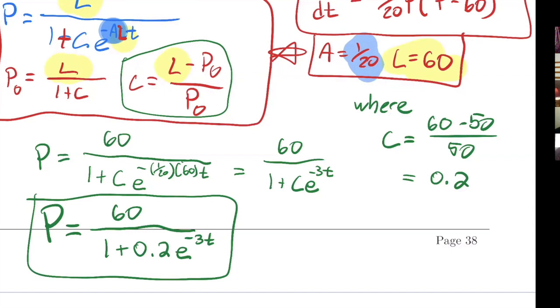We didn't actually integrate anything to solve this. We used the fact that we did integrate in the general case to come up with a general form for these solutions.